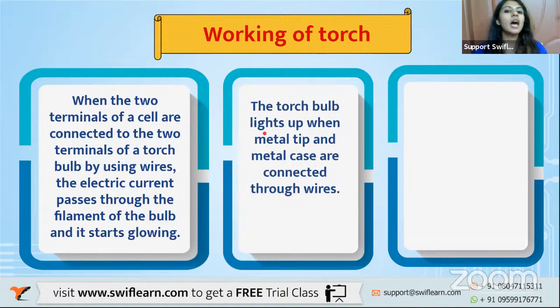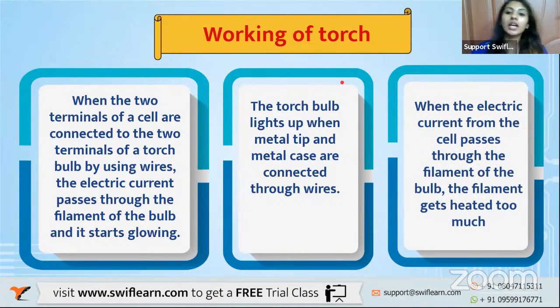Now, when the torch bulb lights up, the metal tip and the metal case are connected through the wire. So that is connected and that's how the torch bulb will light up. When the electric current passes from the cell through the filament of the bulb, the filament gets heated too much, right? Because there is a flow of electricity, the filament gets heated up very fast.